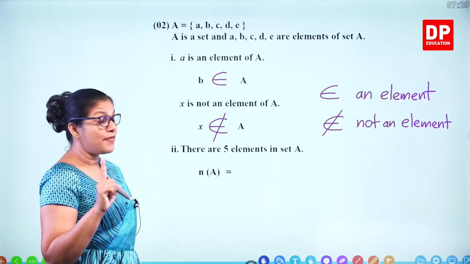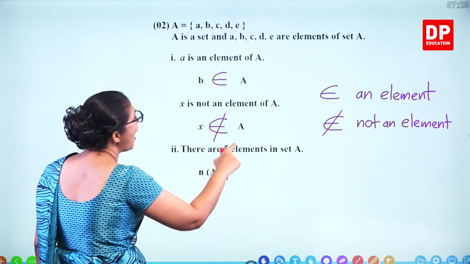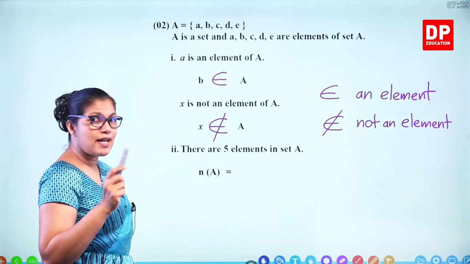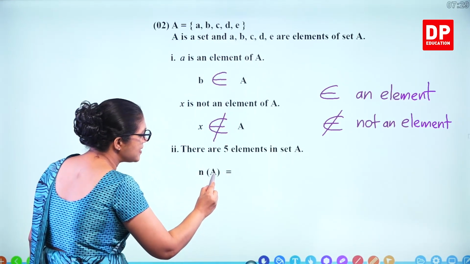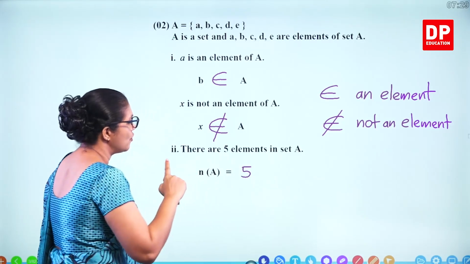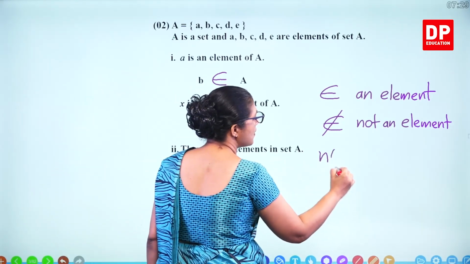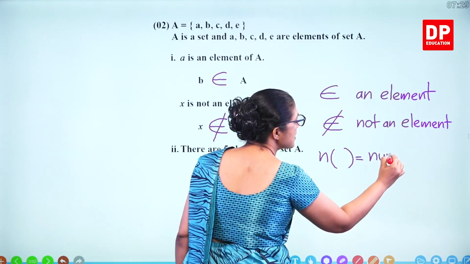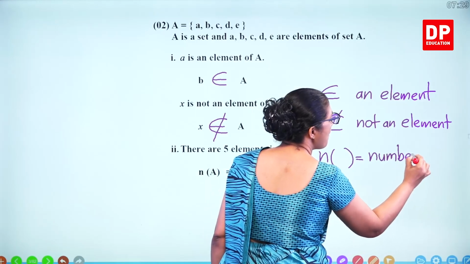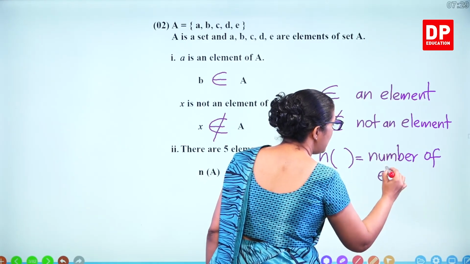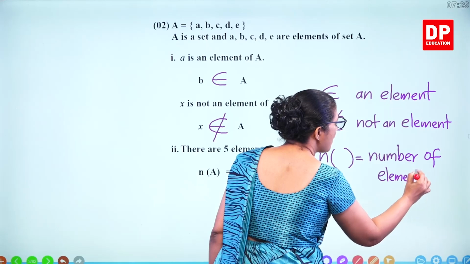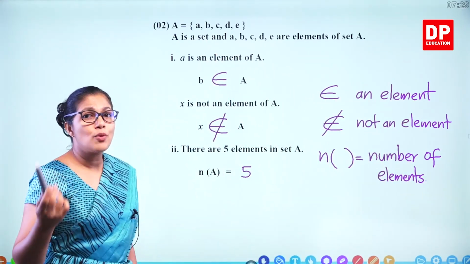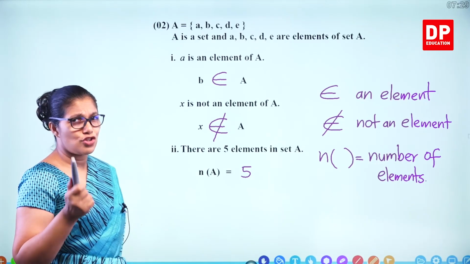And you need to know another symbol. This one. There are 5 elements in set A: 1, 2, 3, 4, 5. So how can we write that? Number of elements in A is 5. So n of something, you write the set there. This means number of elements. When we are writing elements, don't repeat. Sometimes you get A twice. So we don't write it twice, just once.